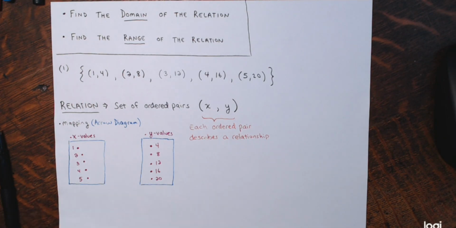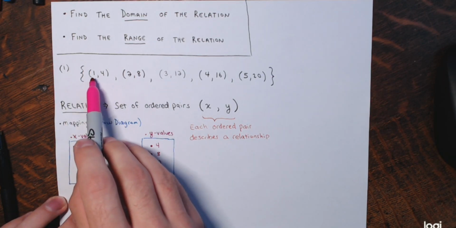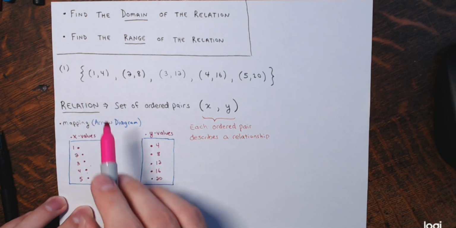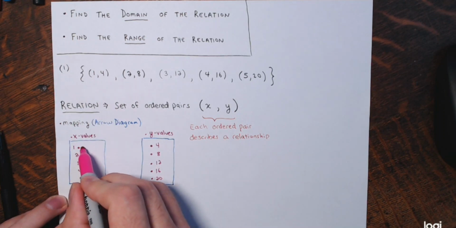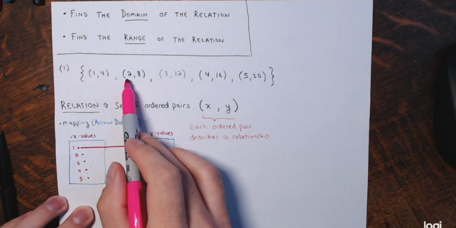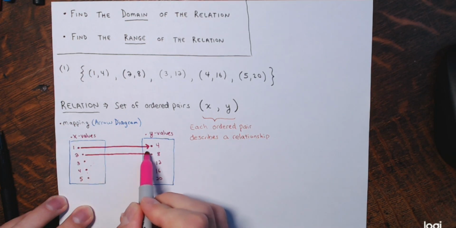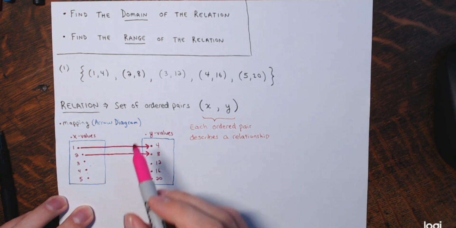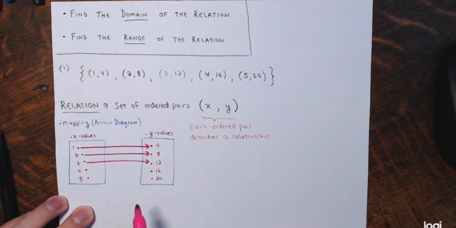And then very simply, if there's an ordered pair with an x coordinate and a y coordinate, you draw an arrow from the x coordinate to the y coordinate. There's an ordered pair 1, 4, so I'm going to draw an arrow from 1 in the x values to 4 in the y values. Ordered pair 2, 8: they would say that 2 maps to 8, or 2 is related to 8. 3 to 12, so an arrow from 3 to 12. 4, 16, an arrow from 4 to 16. And 5 to 20.